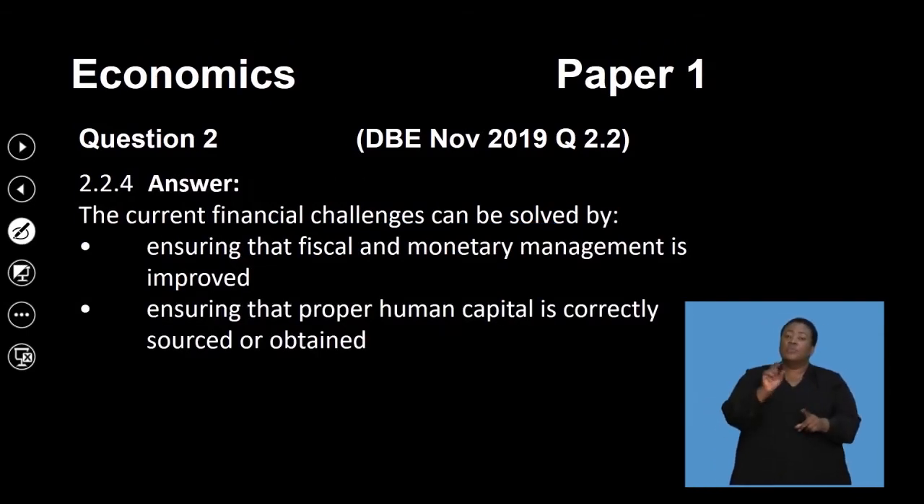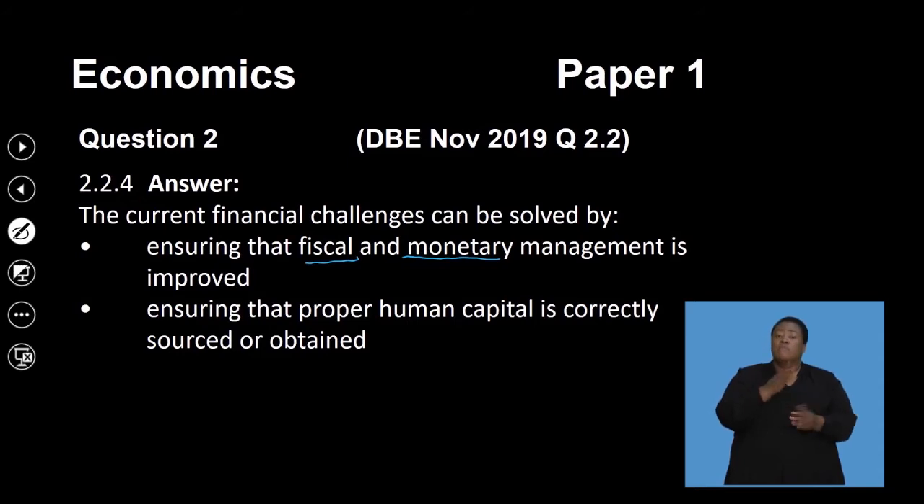You should respond to your question in full. The current financial challenges can be solved by... Then you begin to explain in full sentences, although you are writing in point form there. Number 1, you can ensure that the fiscal and monetary policy management is improved. So you need to show an improvement in the management of the fiscal and the monetary policy there.